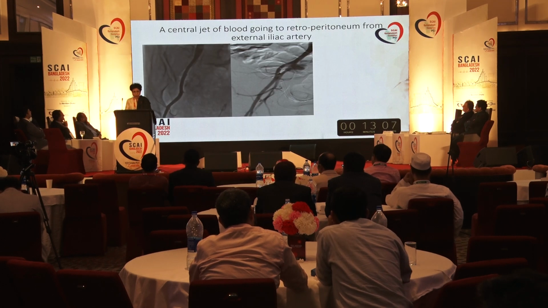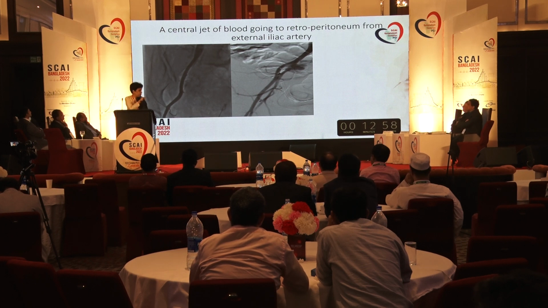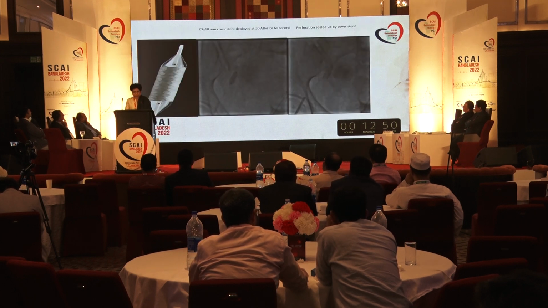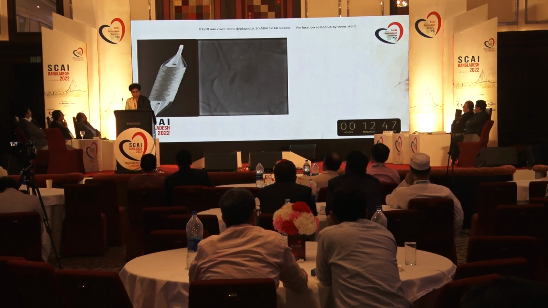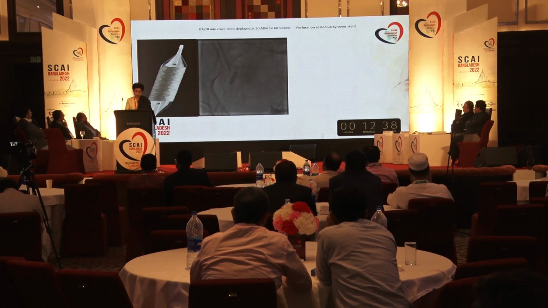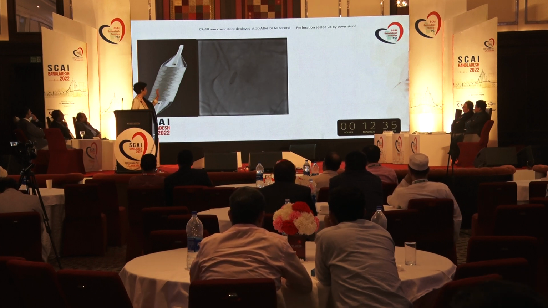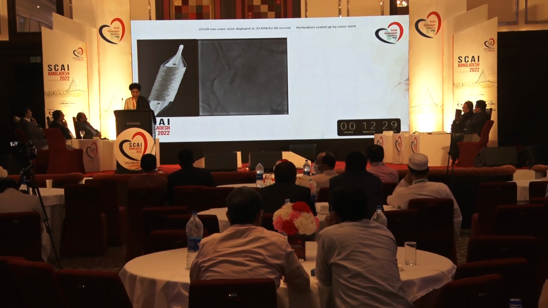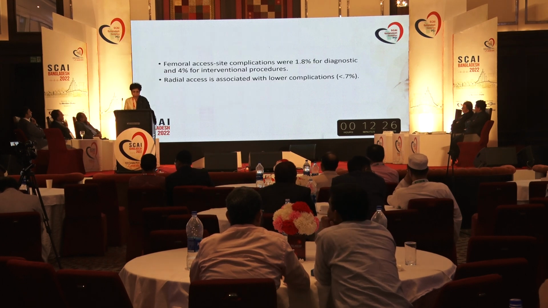Now, in the cath lab, we could see that there was this central jet of blood going to the retroperitoneum from the external iliac artery. The picture that was supposed to move is not moving, but at least you can get an idea of what was happening. So what we did in this patient is that we immediately took a 7 by 8 millimeter covered stent, and we deployed the stent, and then the bleeding stopped. I'm sorry, the picture is not there. The last picture showed that the bleeding stops. The patient stabilized immediately, and she did well.